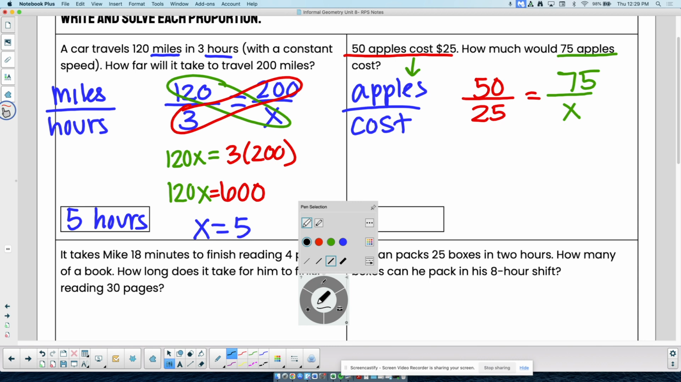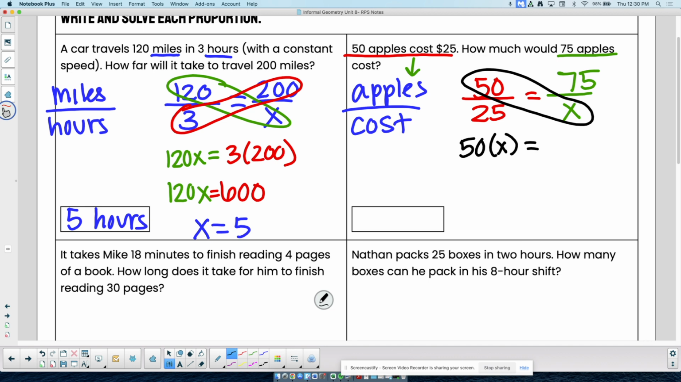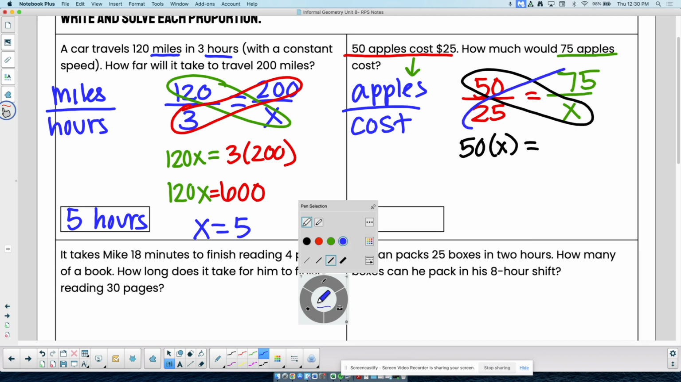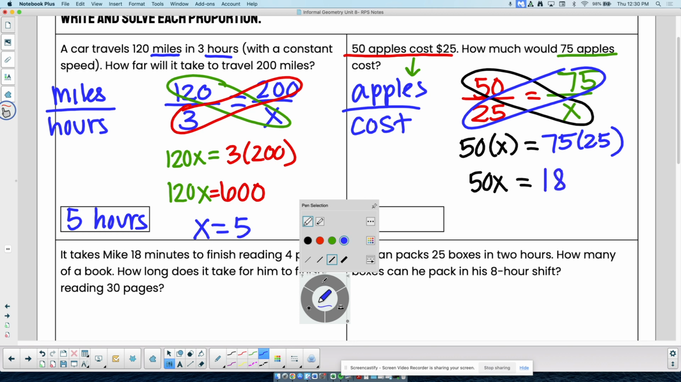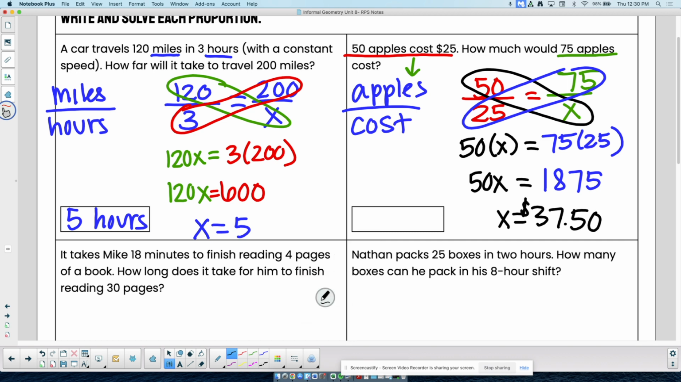Now we're going to do our little cross multiply. 50 times x is equal to 75 times 25. And now we simplify. 50 times x is 50x. 75 times 25 is 1,875. Divide by 50. x equals $37.50. So if you were to buy 75 apples, it would cost you $37.50.